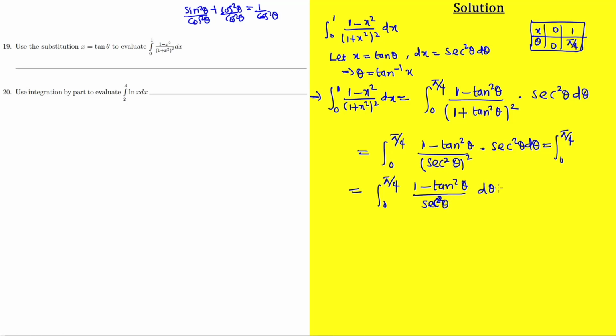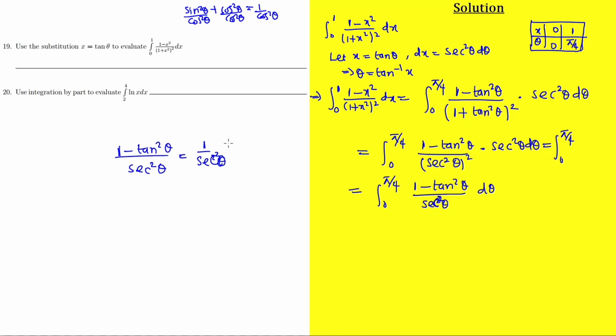Okay, and now if I try to simplify this also, I have (1 − tan² theta) over sec² theta. So this will give me what? 1 over sec² theta.